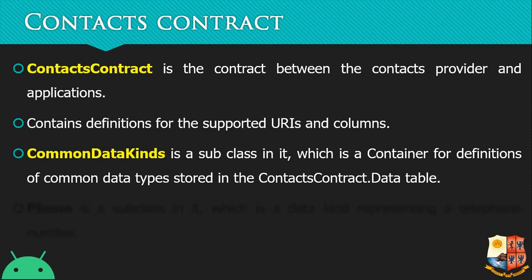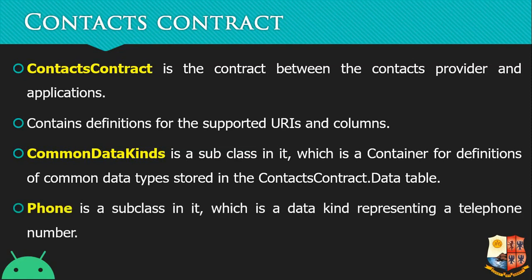We do not know. So this is the container which has the definition for the data types stored in that particular table. This is the second keyword I'm telling. I'll be writing everything in one line, but I'm just explaining it one by one. First keyword is contacts contract. Second keyword is common data kinds. Third keyword is phone. In your phone, how you have stored it is very important to me.